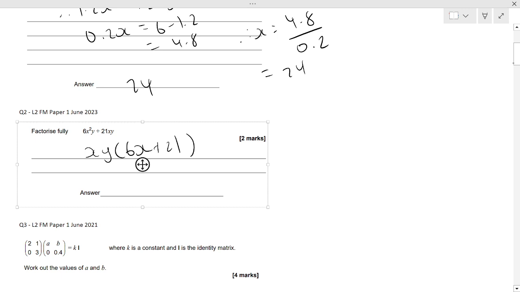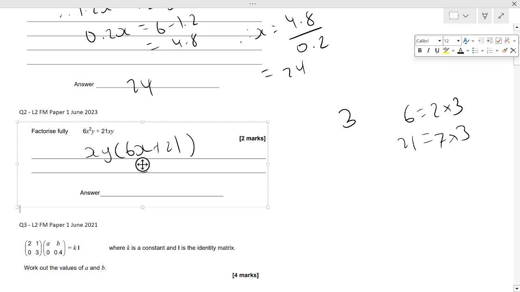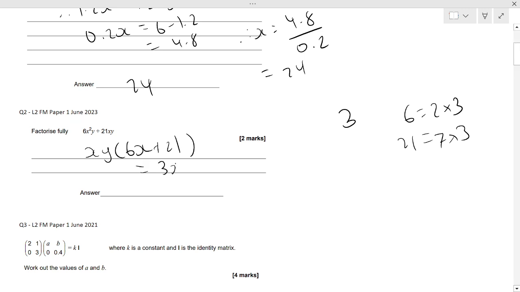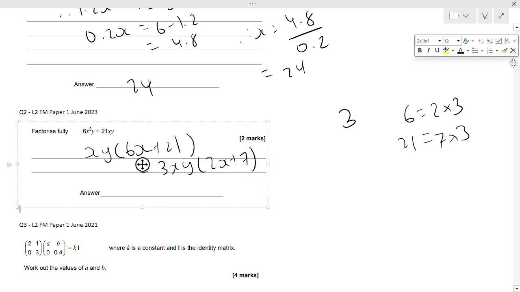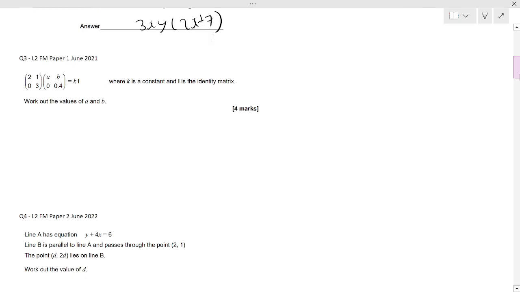So 6 and 21, is there any factor between them? Yes, 3 is a factor, because 6 is 2 times 3, and 21 is 7 times 3. So then we can factorize further, pulling out a factor of 3, to say it could be 3xy of 2x add 7. And we can't do anything more with that clearly, so that should be our answer. You just have to look for stuff to bring out essentially. There we are.